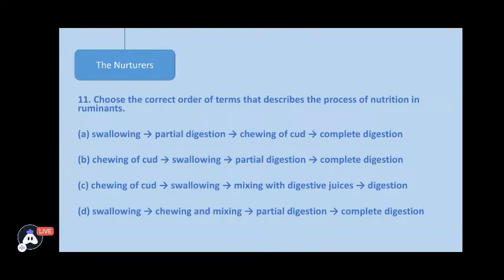Choose the correct order of the terms that describes the process of nutrition in ruminants. So there is a certain order. You need to search and let me know which is the correct order that describes the process of nutrition in ruminants. A, first they do swallowing, B, then partial digestion, C, chewing of cud, and then D, followed by complete digestion. Or first is it chewing of cud, then swallowing, partial digestion, complete digestion. So you need to check carefully which is the correct order that describes the process of nutrition.